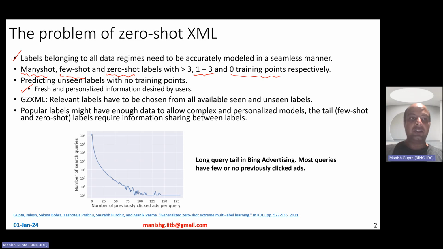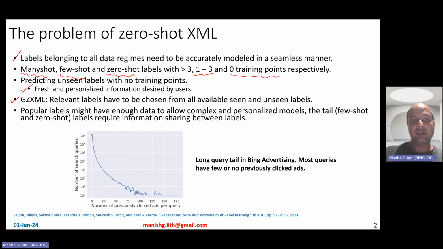Okay. So in short, what is GZXML? It is basically the problem where relevant labels need to be chosen from all available seen as well as unseen labels. So you may need to come up with predictions for unseen labels as well. And then given those seen and unseen labels, one has to basically choose which of them are relevant.